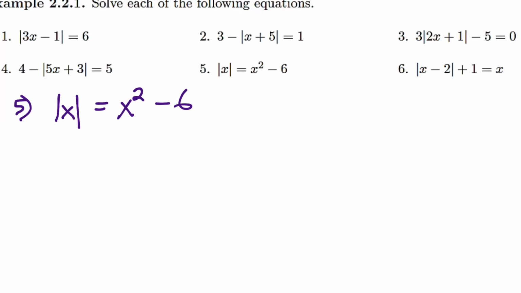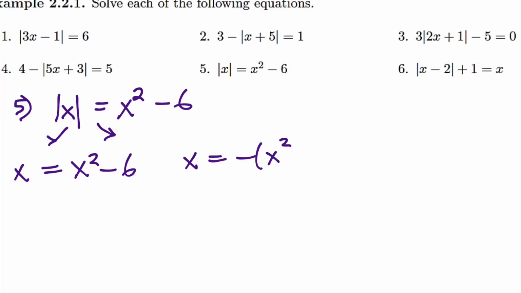All right, this one has x's on both sides. All right, so the bars are isolated, so we can go ahead and set up our two equations at this point. So we're going to say x, the positive, is equal to x squared minus 6. Over here, the negative, x is equal to the negative of what you have on the right-hand side. Okay, so notice I put the negative outside and put parentheses around that whole right-hand side. So I'm negating the whole entire side.